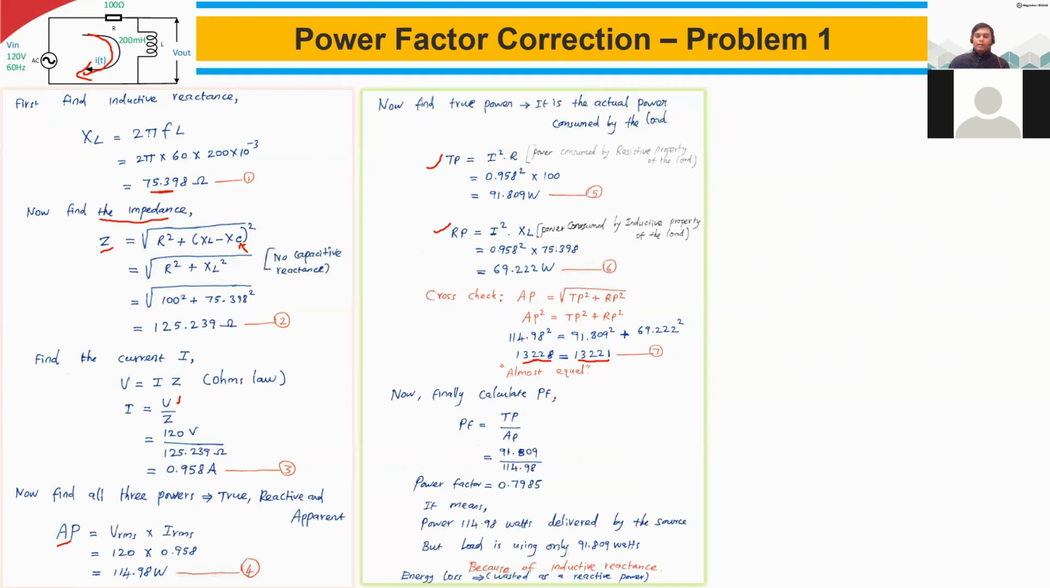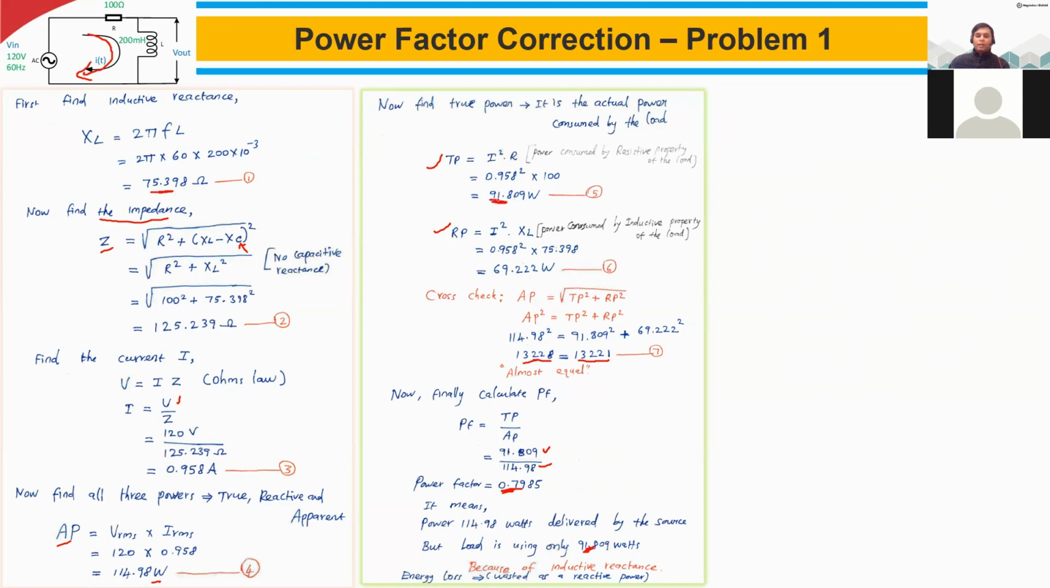Now you have to finally find the power factor. We know the formula for power factor is equal to TP divided by AP, true power divided by apparent power. We know the true power and we know the apparent power here. So apply it here, then you will find the power factor value. Here you can see the power factor value is not very good. It's 0.79. It means the total power you are applying is 114.98 watts to the circuit, but the load is using only 91.809. That is the true power.